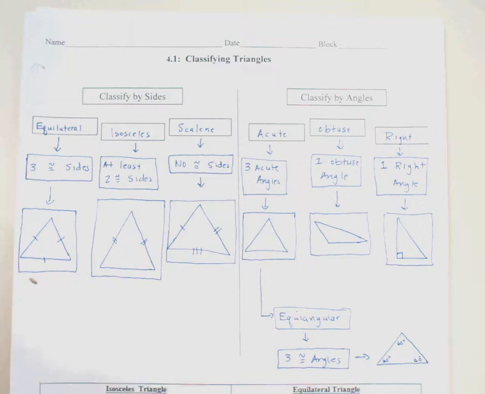Chapter 4 begins our discussion on triangles. We're going to take the first couple lessons in Chapter 4 and review different types of triangles and properties of triangles, and then we'll move into talking about what makes triangles congruent, proofs, and additional properties. Okay. Chapter 4, Lesson 1 is classifying triangles.